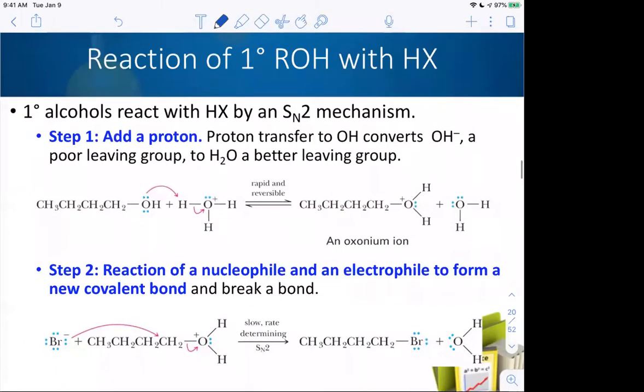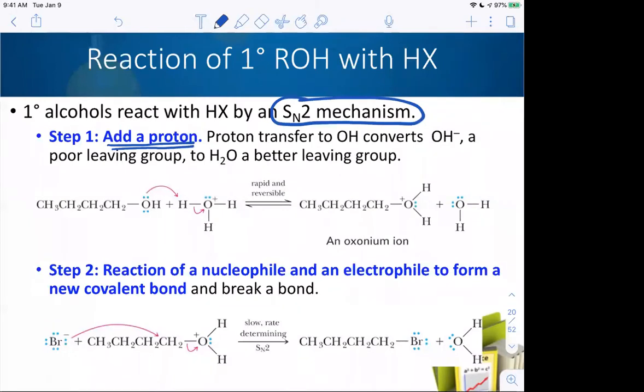Now, if I have a primary alcohol, I react by an SN2 mechanism. Remember, primary carbocations are unstable and they will not react. So let's look at this reaction. The first step is still protonating the alcohol.